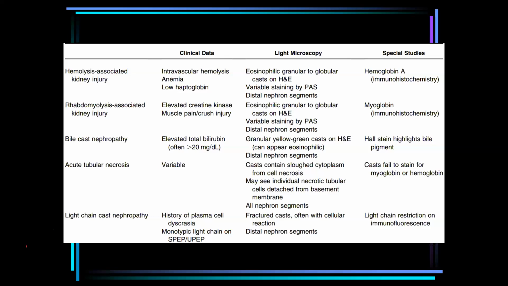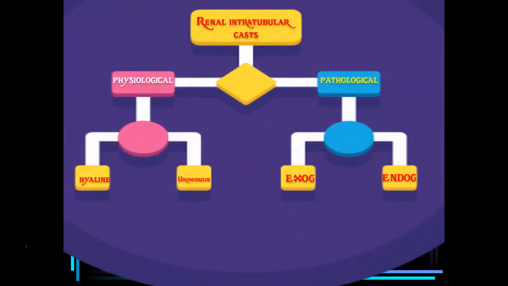What is the clinical scenario? What is the light microscopy finding? And what is the special study or stains that may help definitely diagnose this condition? In the coming slides, we are going to look at some of these examples of cast nephropathy. But before looking at these different types of cast, I made this flow chart just to put it in your mind. Again, please concentrate with me.